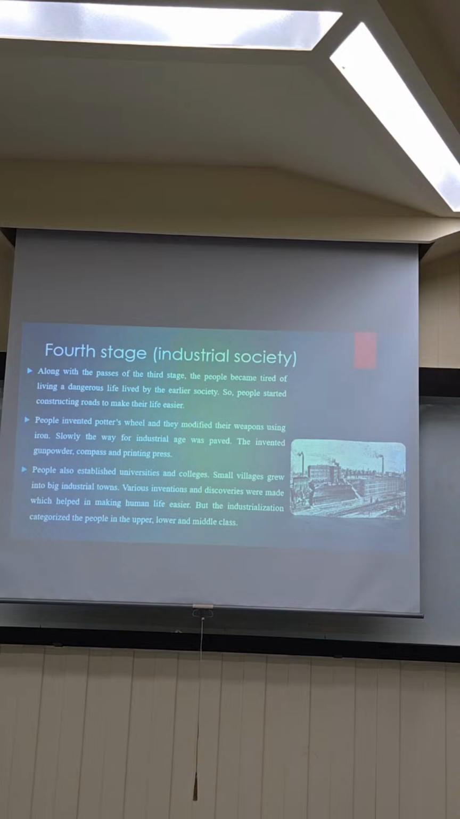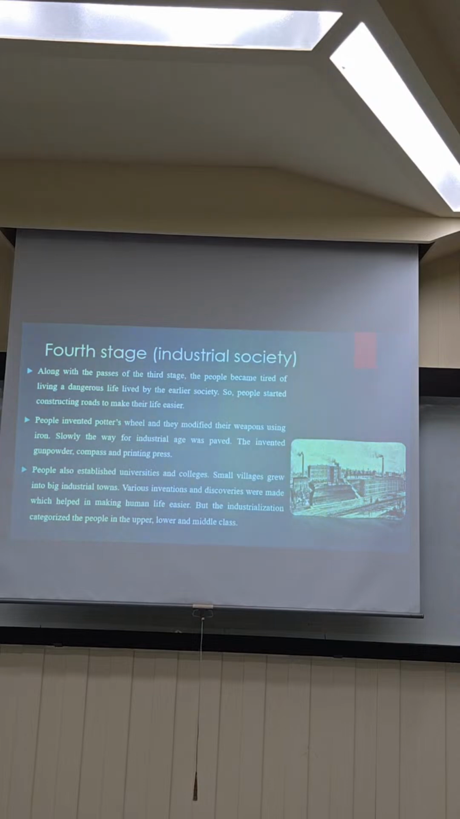Along with the passage of the third stage, the people became tired of living a dangerous life lived by the earlier society. So people started constructing roads to make their life easier. Wow. Industrial society. People invented the potter's wheel and they modified their weapons using iron. Slowly, the way for the industrial age was paved. They invented gunpowder and compass and printing press.